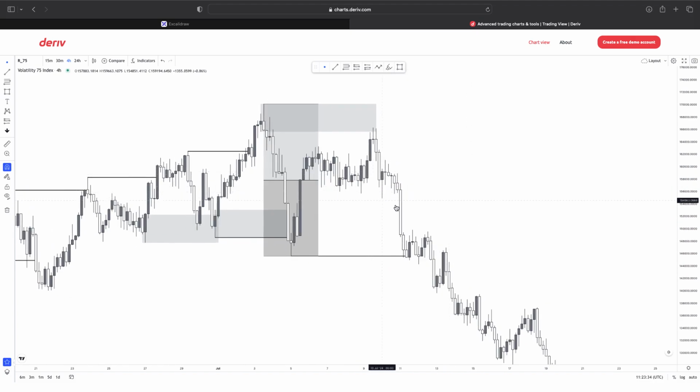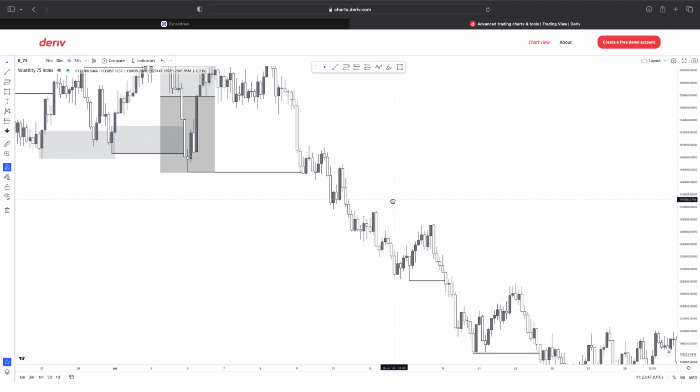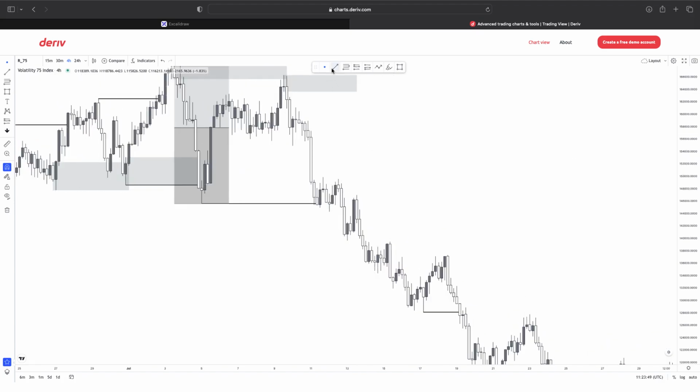Now, as you can see here, we do have another extreme area of supply around this area here. But unfortunately, in this case, price just significantly started pushing to the downside. But here, we do have a bit of a break of structure. Do not forget that the condition is that price needs to create some break of structure. Even though, yes, it is minor structure, it is still a break of structure.